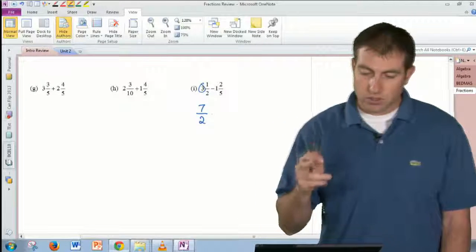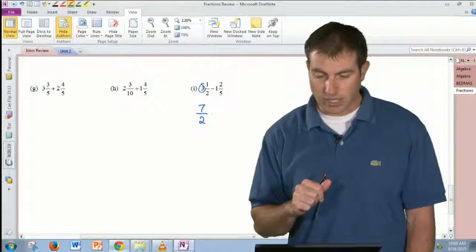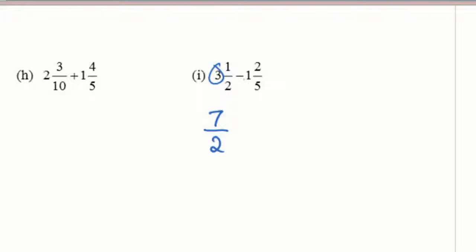So I've converted the first fraction into just a regular fraction. I'm going to do the same thing with the other one. So I have 1 and 2 over 5. So if I have 1, that's really like saying I have 5 over 5 and then another 2 over 5. So if I add them together, I'm going to get 7 over 5. And the same thing was for the first one here. 3 over 2 times 2 gives me that.